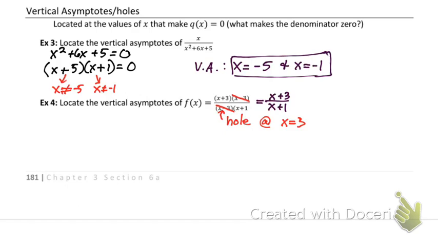So if we can cancel out, it means there's a hole there. But we still do have a vertical asymptote, and we have a vertical asymptote at x equals -1. And it has to be x equals. It can't just be -1.